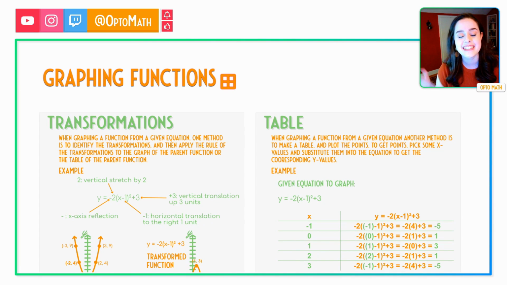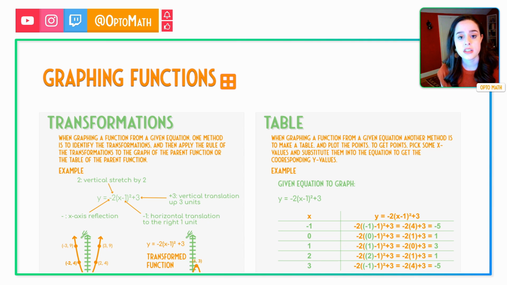Hey Opties! Today we're talking about how to graph functions given an equation. We're going to talk about two methods to do this. One is to look at our transformations and apply them with our x and y changes for our coordinates. And the other is simply to choose some x values and substitute those into your equation to evaluate the function to figure out the y values that correspond to those x values.